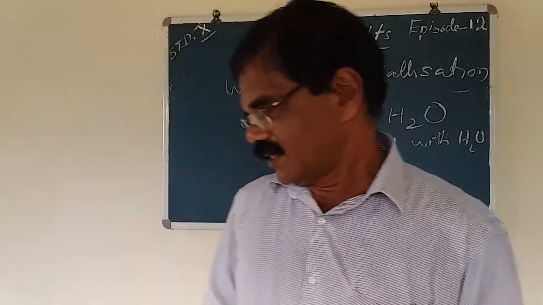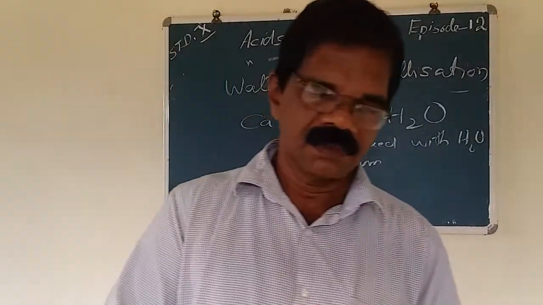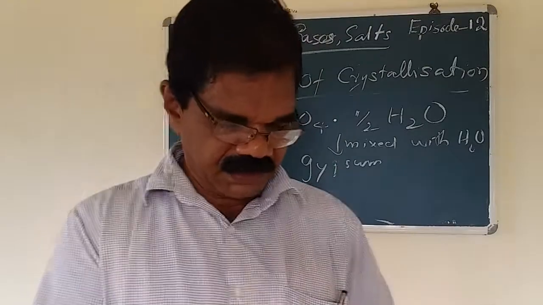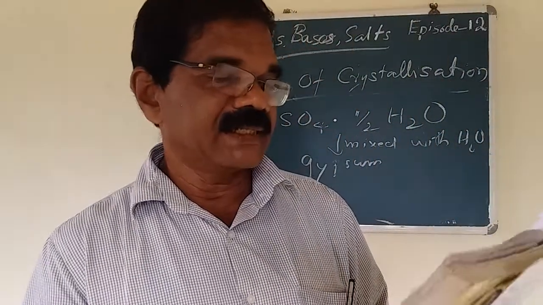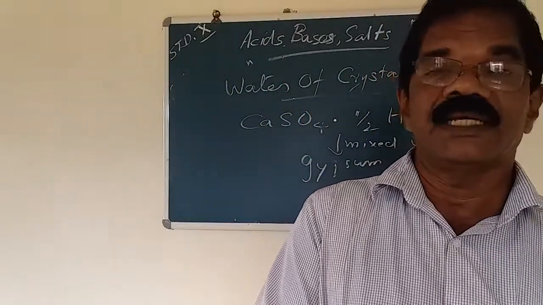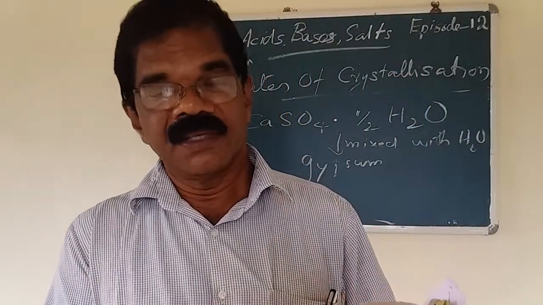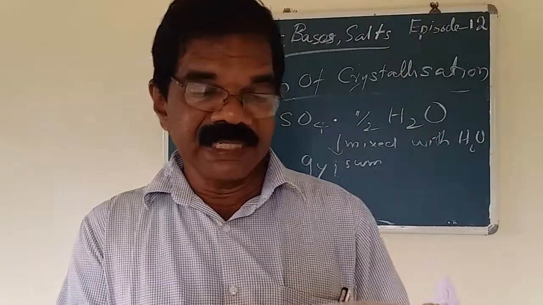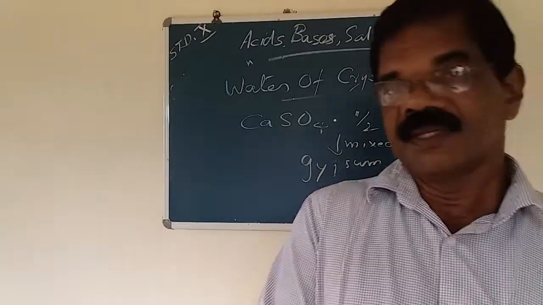Now let us see some questions given in your textbook. The questions at page 33. What is the common name of the compound CaOCl2? Bleaching powder. Name the substance which on treatment with chlorine yields bleaching powder.